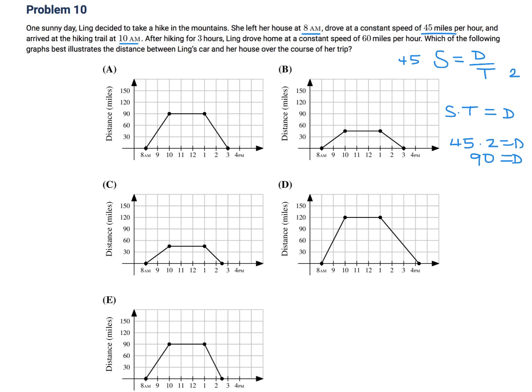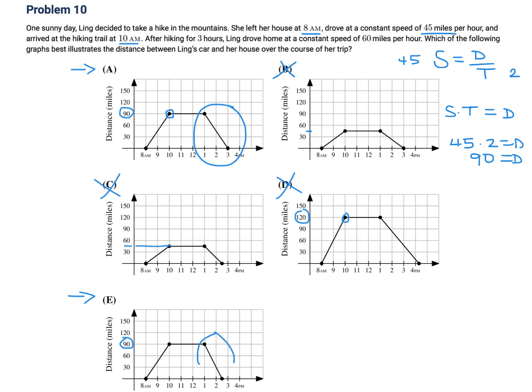So the first thing we have to do is look at which graphs show 90 at 10 a.m. This one does. See, there's 90. This one does not. This one shows about 45, so that's wrong. This one also shows about 45, that's wrong. This one shows 120 at 10 a.m., that's wrong. This one shows 90. Okay, so we're down to A or E. Now A and E look very similar, but there's one difference, and that is this part right here.